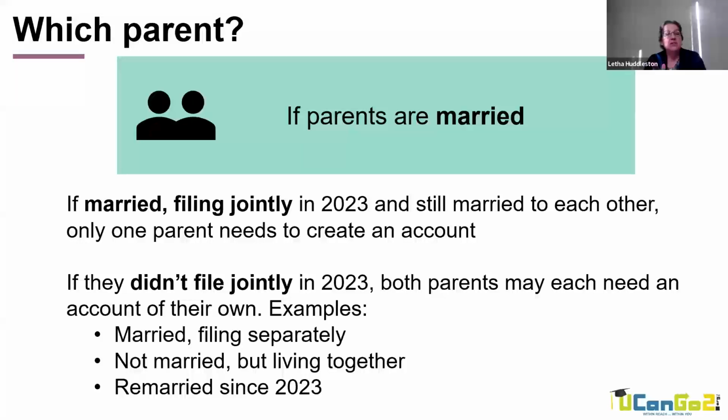But if those parents are together now and they didn't file jointly for any reason in 2023, you can see 3 different examples here, then both parents, each one of those parents, will need to create their own studentaid.gov account. Think of it as the number of tax returns that are going to be transferred to the FAFSA. If they filed their tax returns separately in 2023, they'll each need to accept the terms and give permission to have those IRS tax returns transmitted over to the FAFSA.